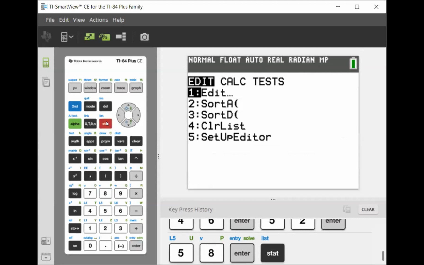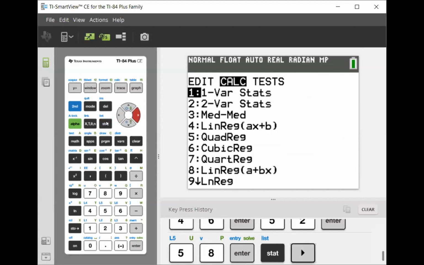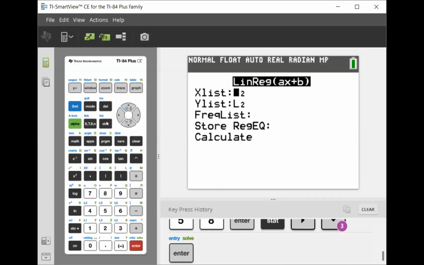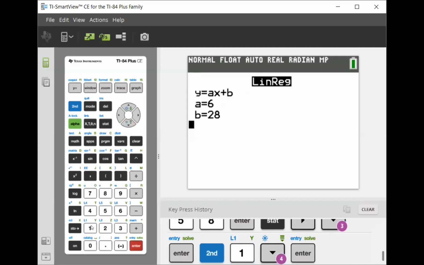Now go to stat, go to calc, and select linear regression ax plus b. On the first list, I need to have my L1. Remember that my X values were in L1. So I'm going to press second 1. Now I have L1. My second list is L2. I'm good here, second 2. And then let us just enter.